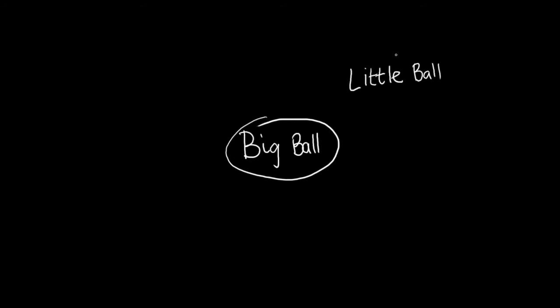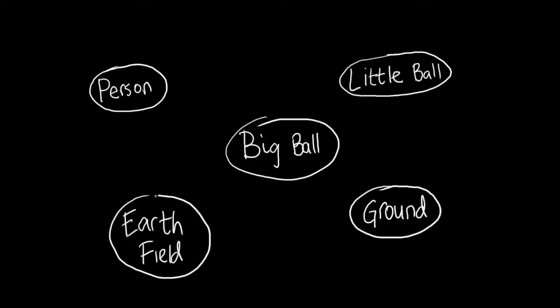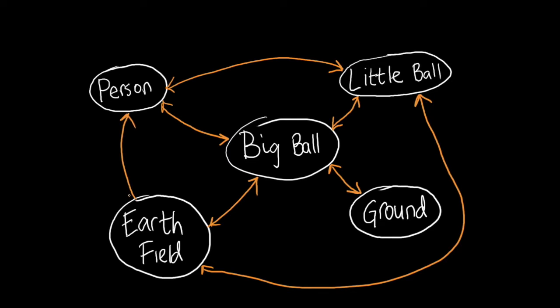Alright, so let's try it out. Let's go ahead and draw the system schema for the situation. So we have a big ball, a little ball, we have the person, we have the ground, and we have the Earth field. We now make the interactions with double-headed arrows indicating the influence of each object on each other through contact or through a field.